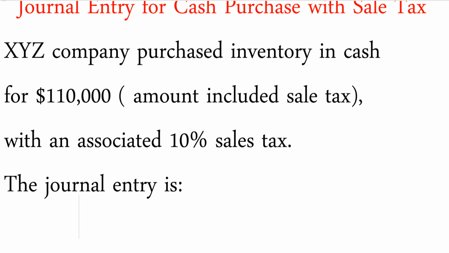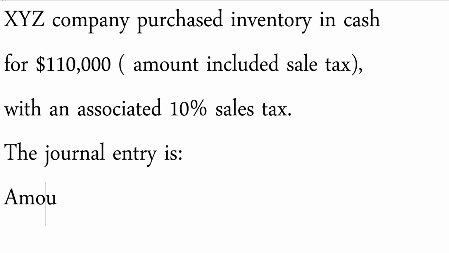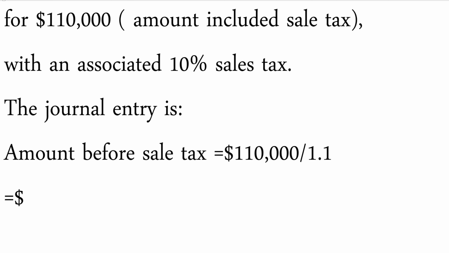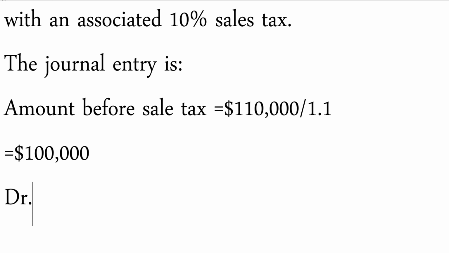So the first thing we need to do is calculate the amount before sales tax. The amount before sales tax, we take 110,000 divided by 1.1. The 0.1 represents 10%. So it equals 100,000. Then we can make the journal entry.